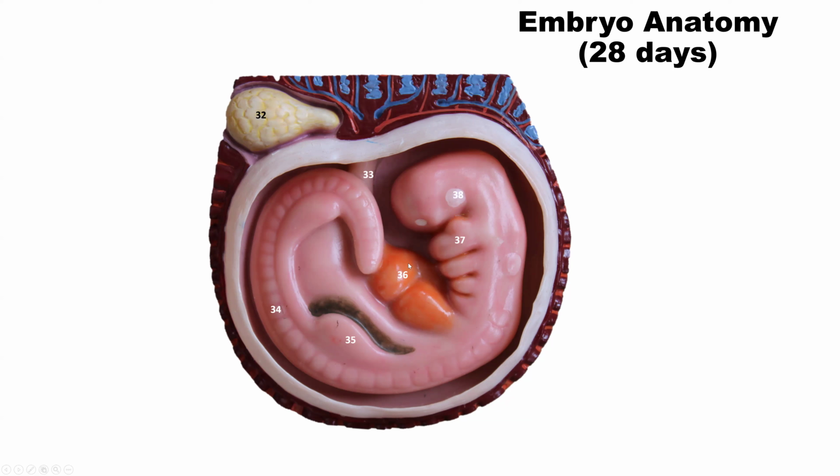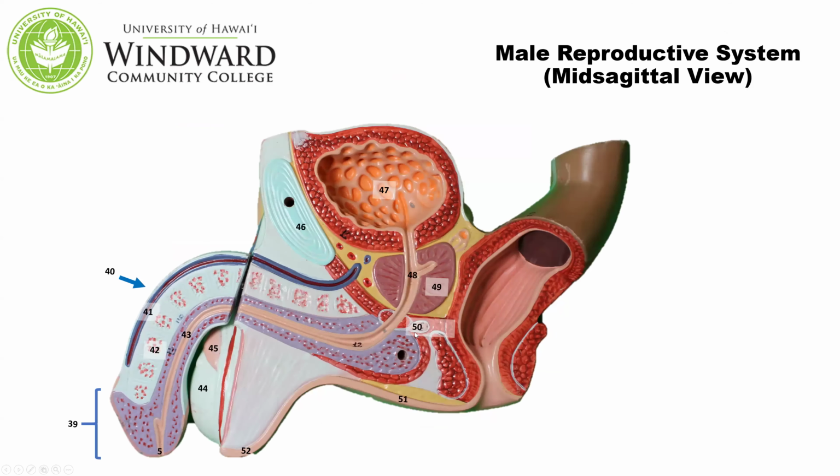And what is number 36? Heart. Okay. And what about 35? Arm bud. Yeah, it's the arm bud. And 34 would be a what? It's a segment. So what's the word for segment? Somite. Yeah, just a segment that we look through there. All right.